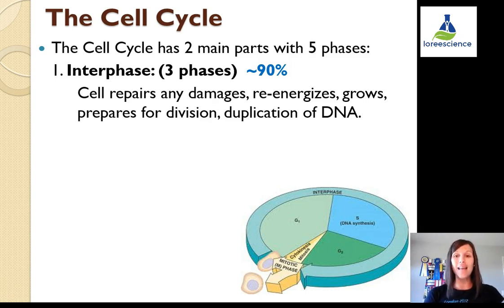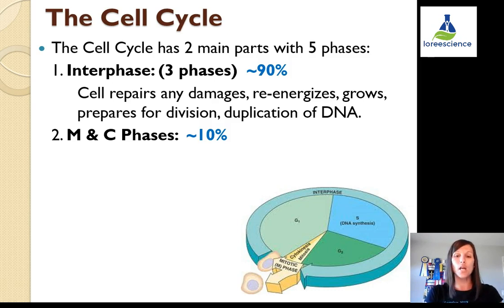This is when that cell actually grows and expands and prepares for division, because it can't just divide and become smaller and smaller and smaller. Otherwise our cells would shrink. So it has to grow before it divides. And this is where DNA duplicates or replicates itself so that each new daughter cell actually has a copy of the working DNA.